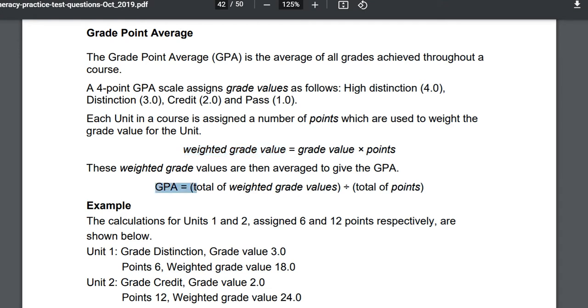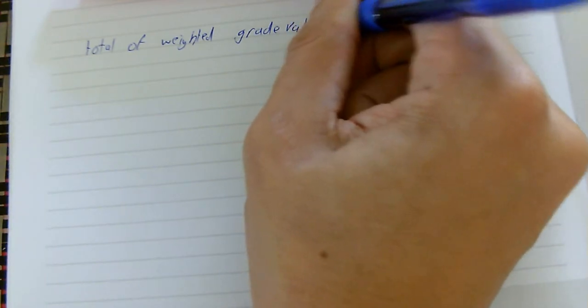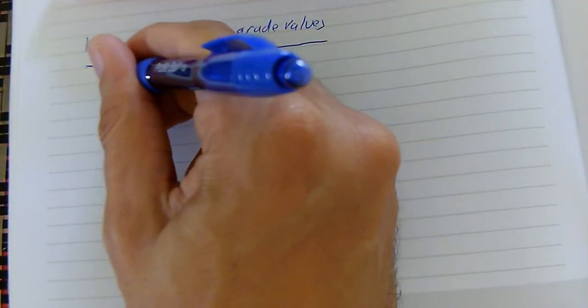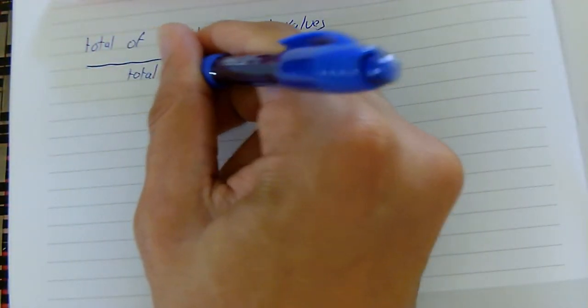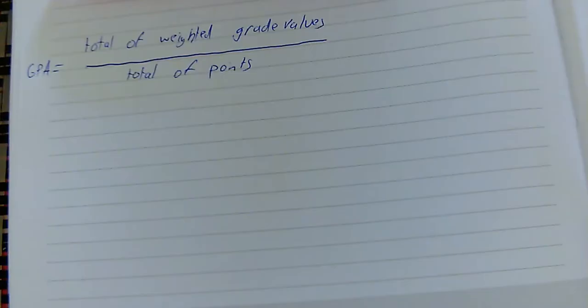Now, we'll get an average of all this. We'll call it a grade point average. So it's the total of weighted grade values divided by the total of points. So we should probably write that down. Total of weighted grade values, divided by total of points. And this gets you your GPA, your grade point average.